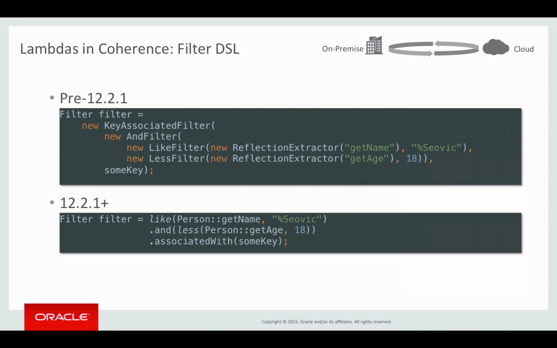That's a lot less typing and much better readability, if you ask me, not to mention the added benefit of type safety and the ease of refactoring. So I think you'll agree if I say that we made the filter API a bit friendlier to use in 12.2.1.